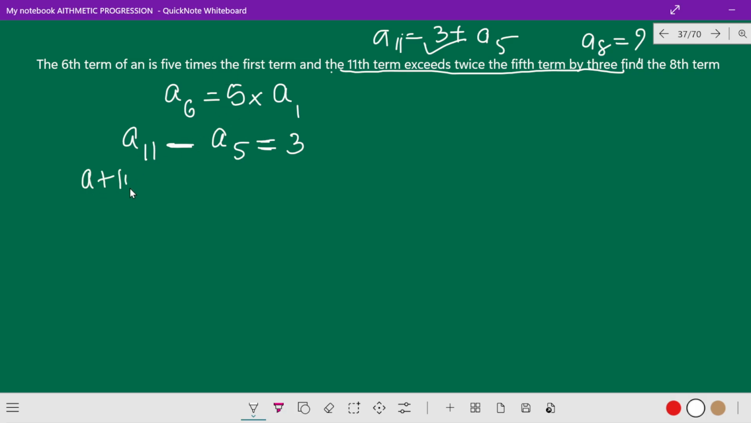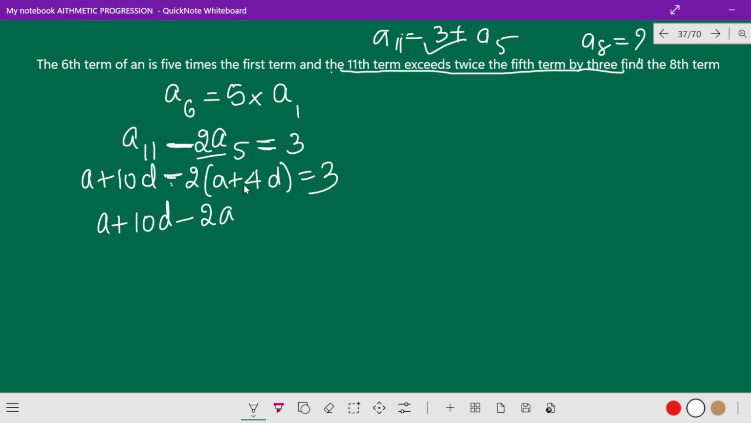A11 is A plus 10D minus, here it is given, twice the fifth term. Twice means 2 times A5. So that is how we got twice the fifth term. So A plus 10D minus 2 brackets A plus 4D is equal to 3. Now simplify. A plus 10D minus 2A minus 8D is equal to 3. So A and minus 2A will give me minus A, plus 10D and minus 8D will give me plus 2D is equal to 3.